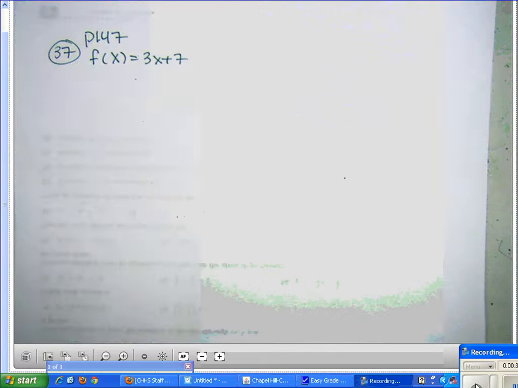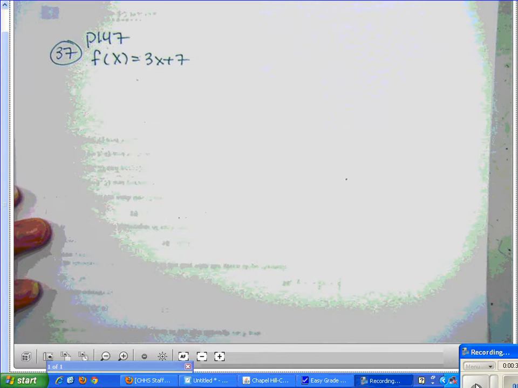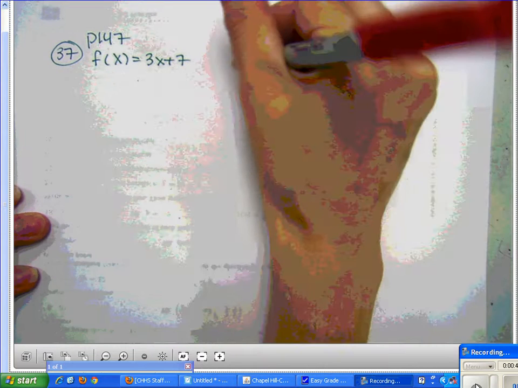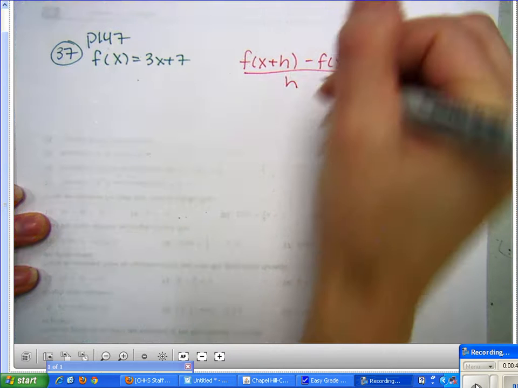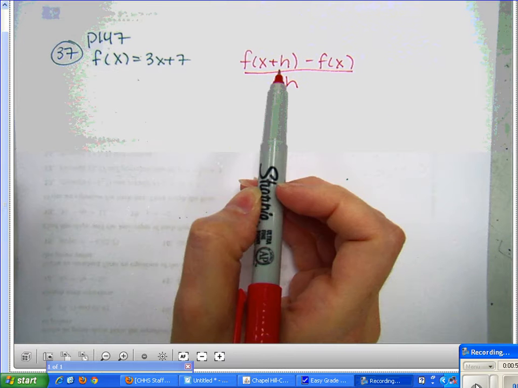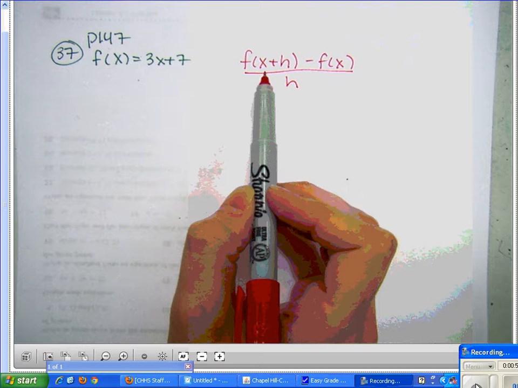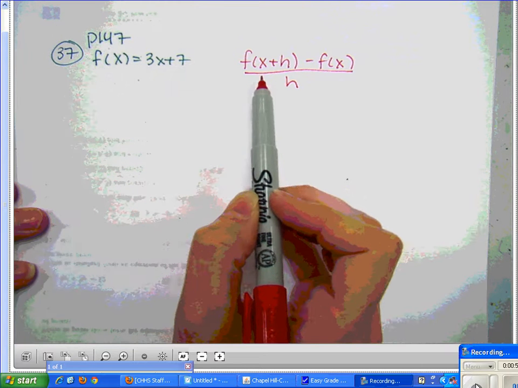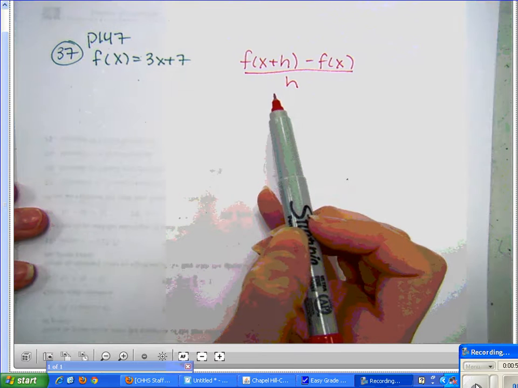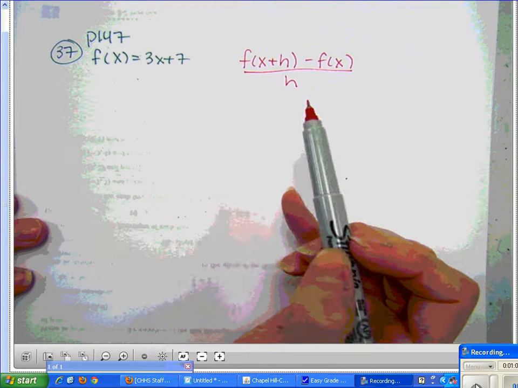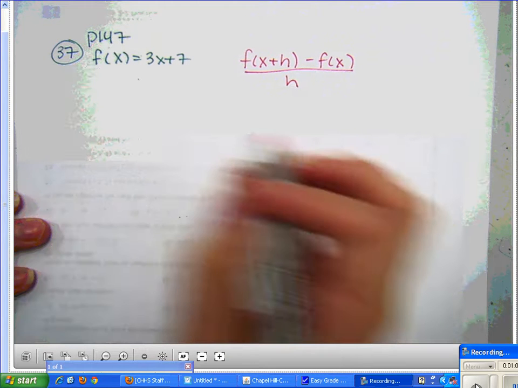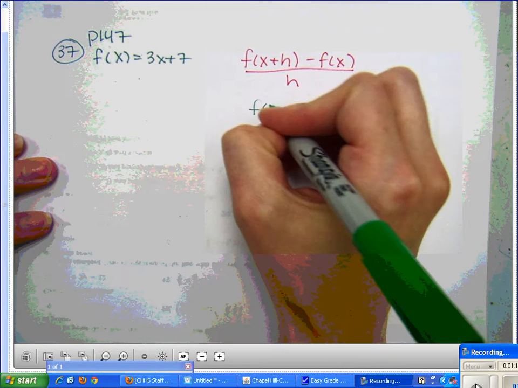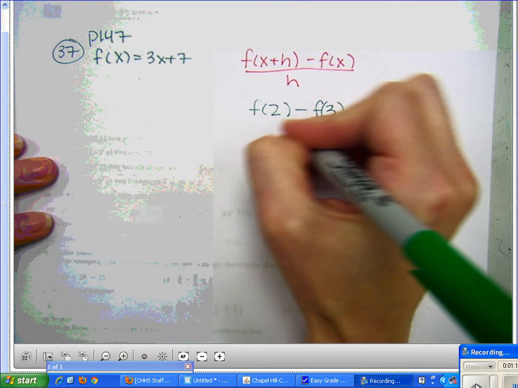So first of all, I need to remember what the difference quotient is. Who can tell me the formula? Eileen? Good. So remember we said that this is the formula for how we compute the difference quotient. And remember the difference quotient is basically finding the rate of change of any point on a curve or a graph that you have. So in this case, if instead of this formula we have right here, let's say that instead I decided to do f of 2 minus f of 3 all over h.